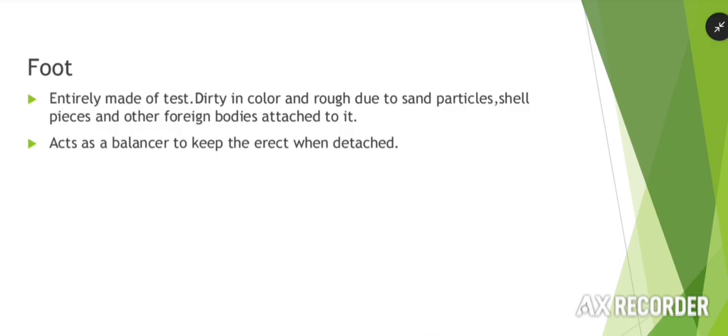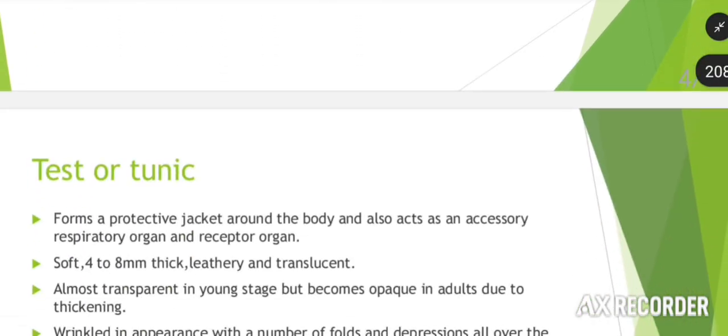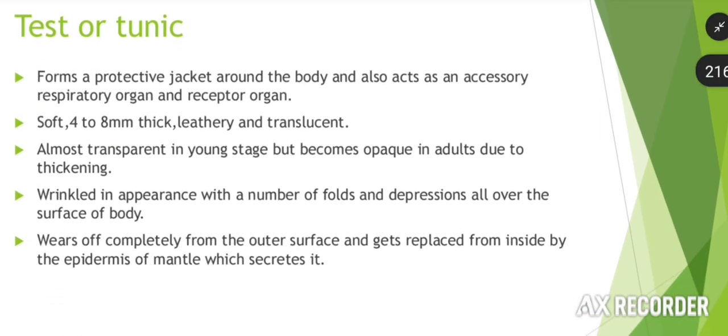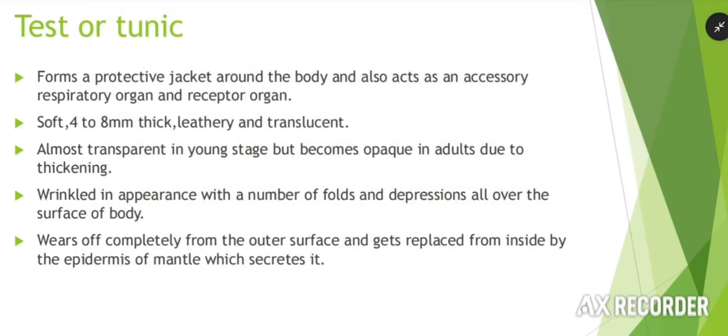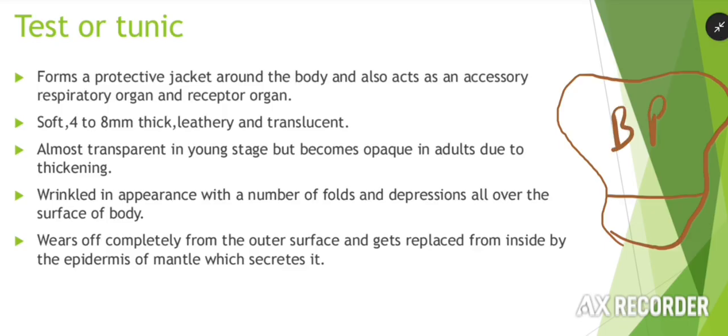So next one is test or tunic. The body of Herdmania is covered by test, the entire body including the foot. The foot is also covered by test. This is the body proper and this is the foot. So test covers the entire body of Herdmania including the foot.